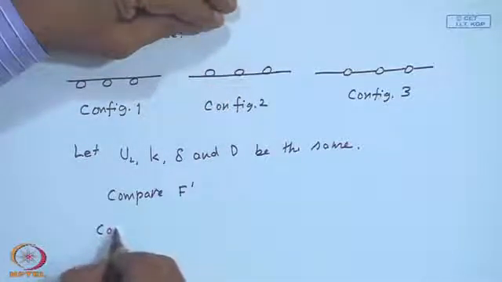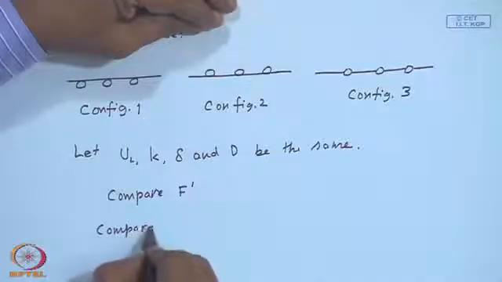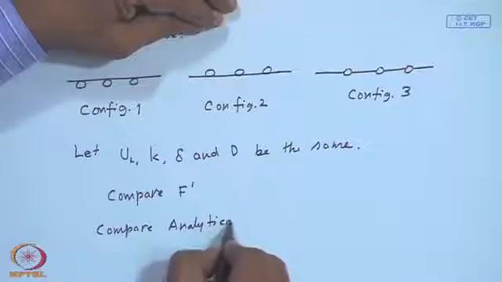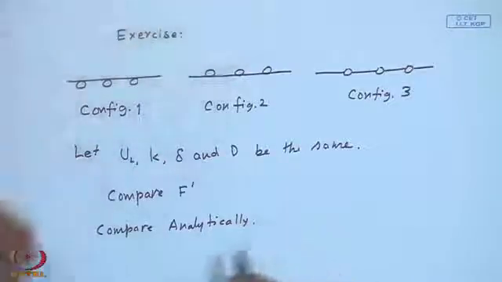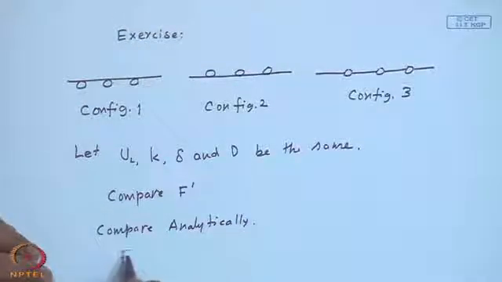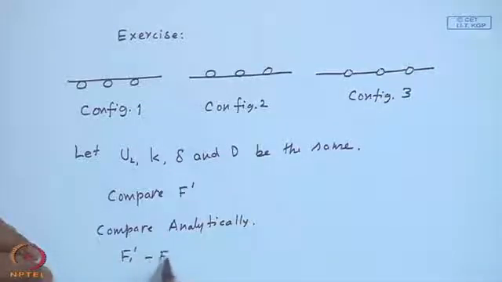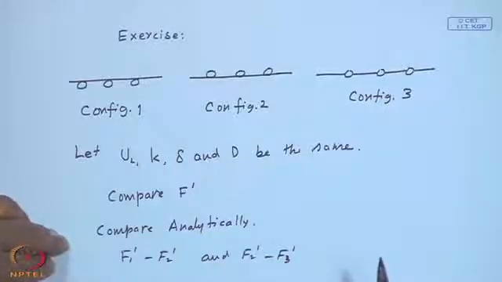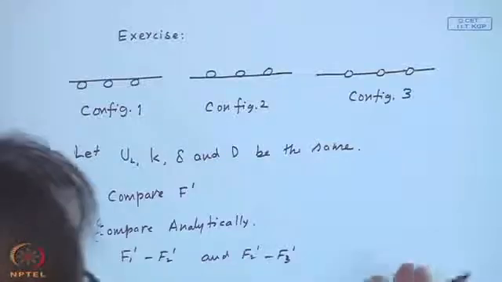analytically. Simply what you have to do is F 1 dashed minus F 2 dashed and F 2 dashed minus F 3 dashed. So, you will find out F 2 is greater than F 1 or F 1 is greater than F 3, etc., and you can say that this configuration is superior.